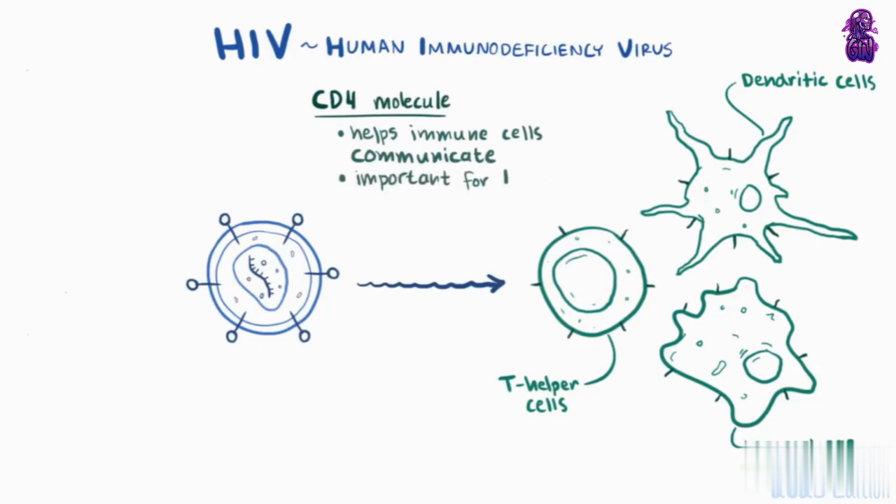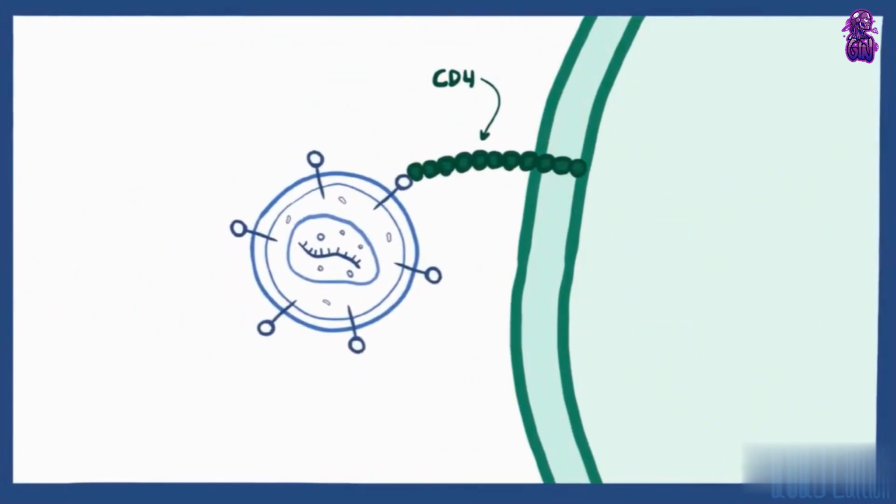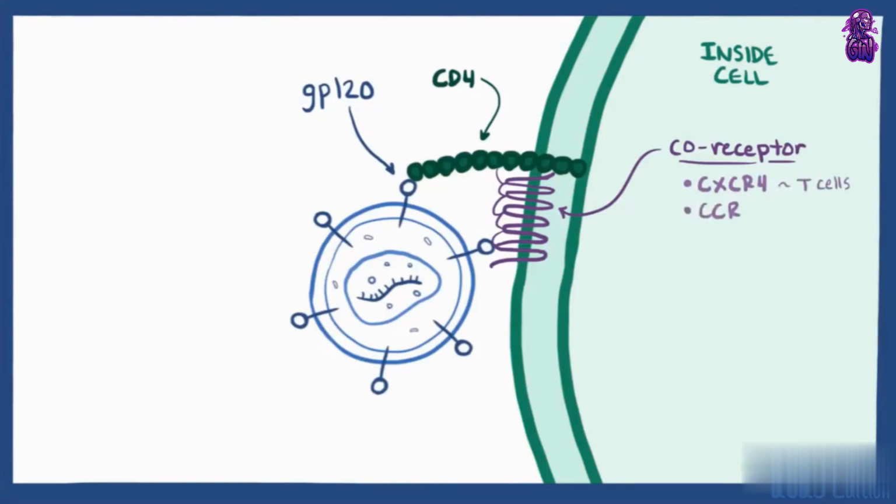So this little molecule is pretty important for our immune system, but it's also extremely important for HIV. HIV targets and attaches to the CD4 molecule via a protein called GP120, found on its envelope. HIV then again uses GP120 to attach to another receptor, called a co-receptor. HIV needs to bind to both the CD4 molecule and the co-receptor to get inside the cell. The most common co-receptors that HIV uses are the CXCR4 co-receptor, which is found mainly on T cells, or the CCR5 co-receptor, which is found on T cells, macrophages, monocytes, and dendritic cells.